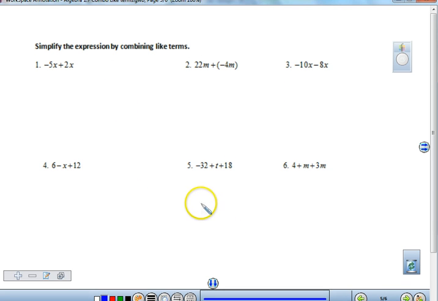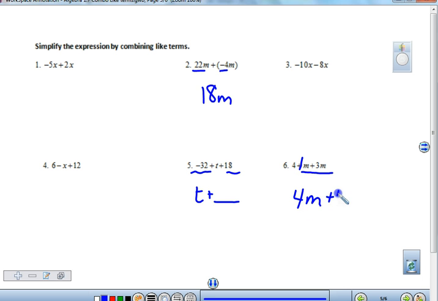Please try a few of these. Think about adding the like terms and that you're really adding the number coefficients out in front. So here you should have 18m. Here you have constant terms that are alike but not your variables. So t plus, and you'll have your solution. What number is in front of the variable if there isn't one? It's always a 1. So I should have an answer here of 4m plus 4.